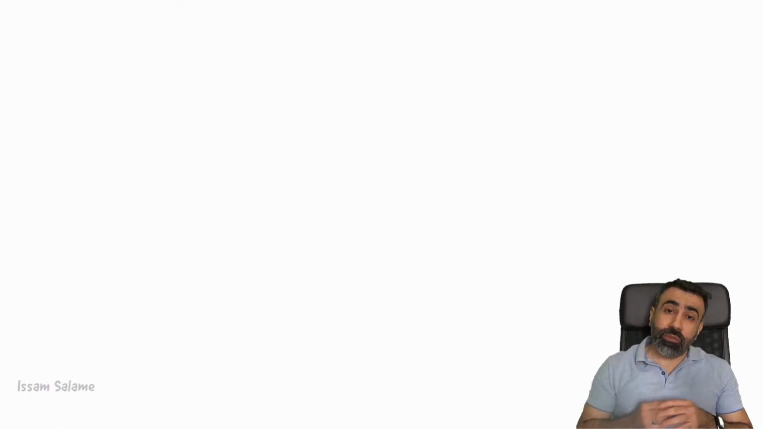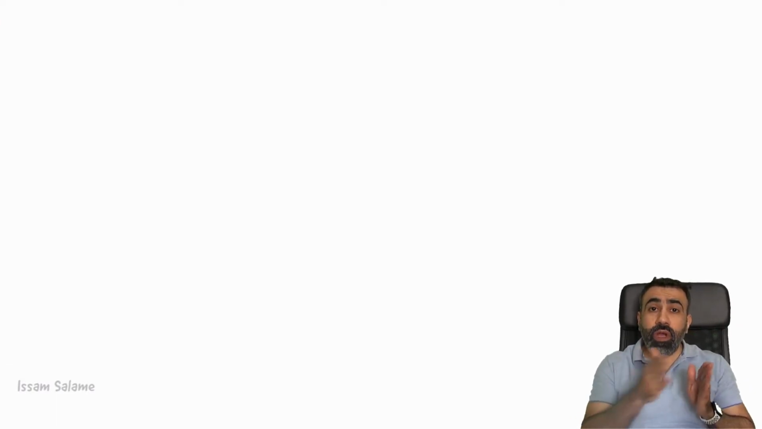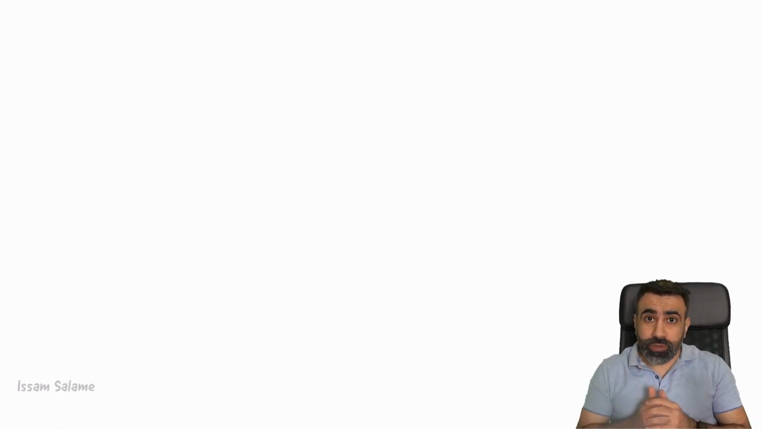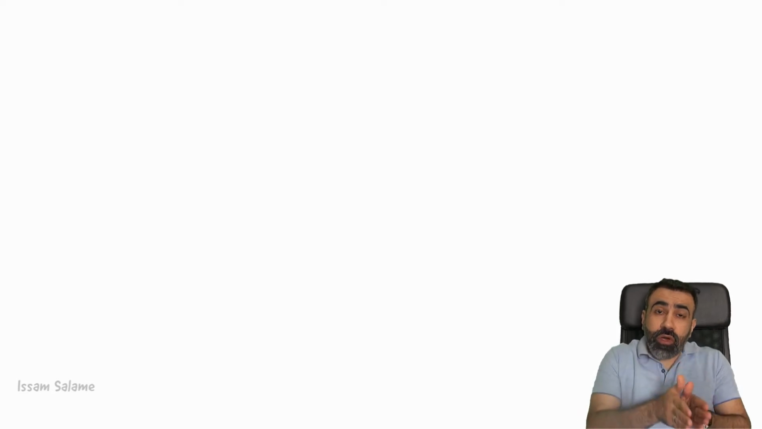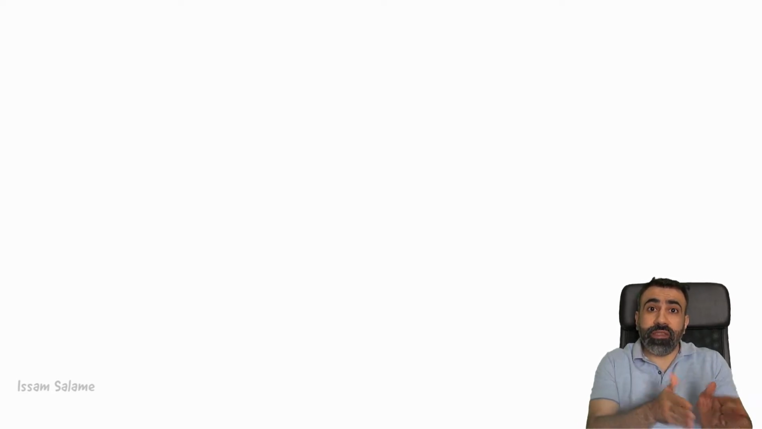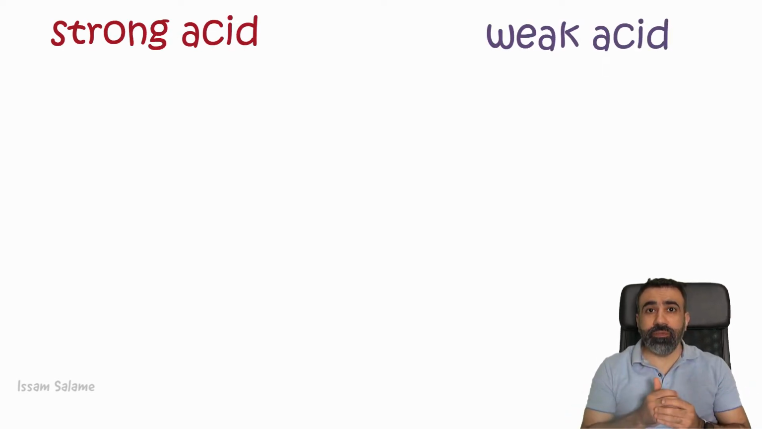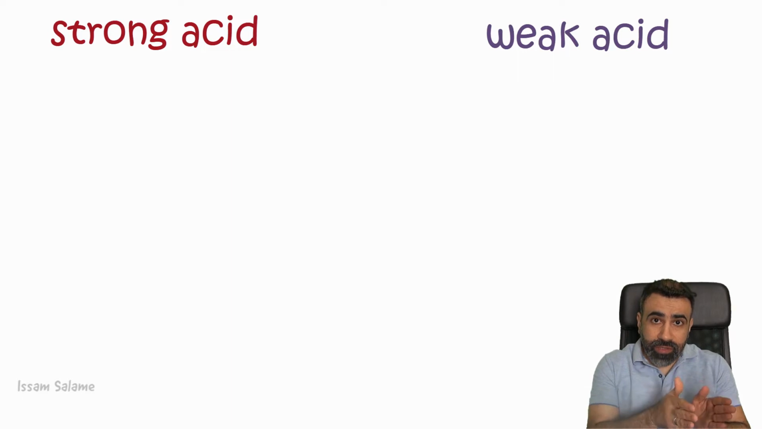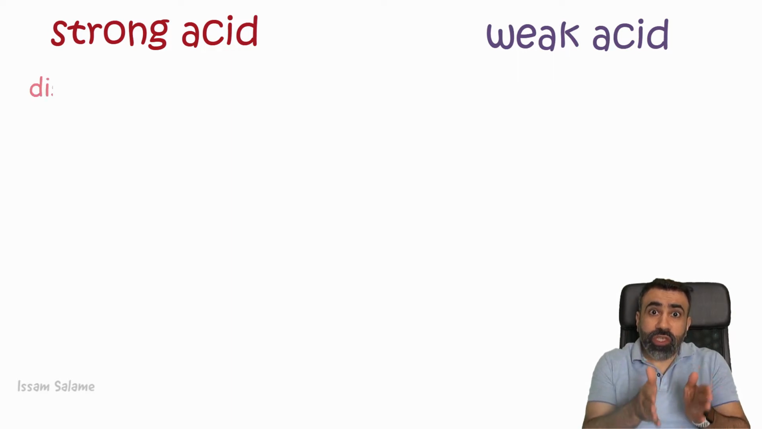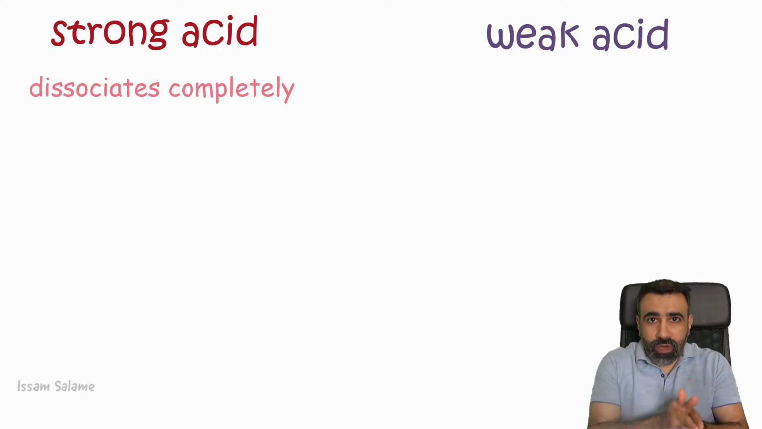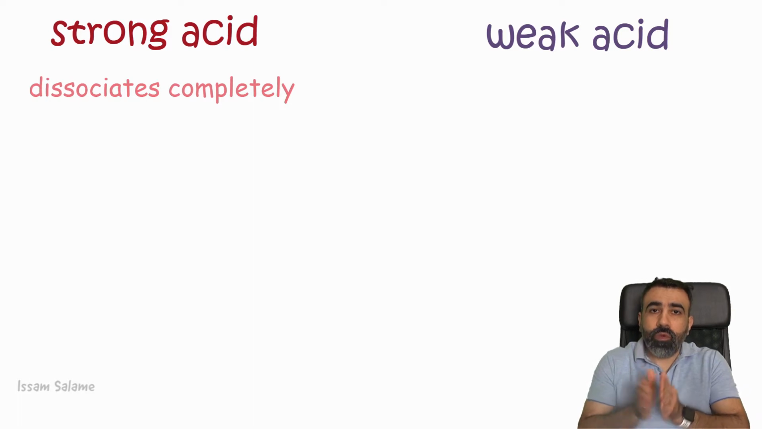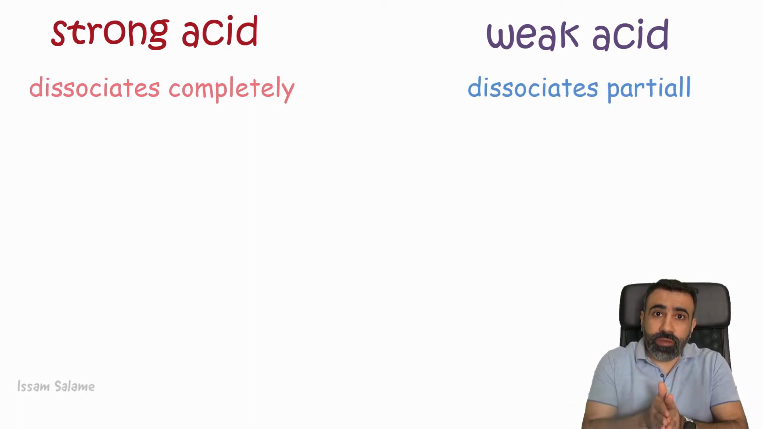Now, one thing to mention before we move to how to calculate the pH for different solutions is that in this video we are going to deal with strong acids and strong bases. Now, what's the difference between a strong acid and a weak acid? Let me explain. The strong acid is an acid that dissociates completely or ionizes completely, while the weak acid is the acid that dissociates partially.